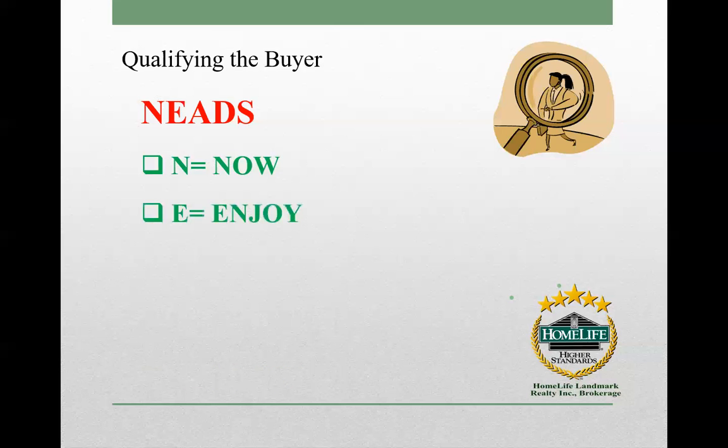Next one, E, enjoy. You have to find the reason they want to move, and what the experience is. For example, they moved into the current neighborhood, maybe they rent there, maybe they purchased the property there. What is the past experience? Why did they want to move there? So that is the E, enjoy: what they have enjoyed.